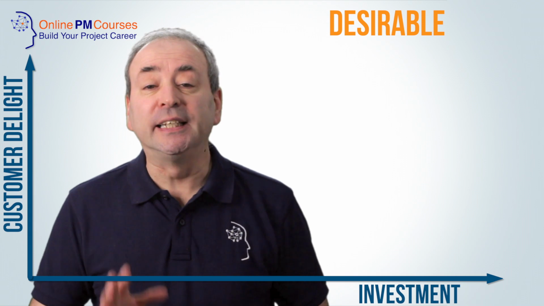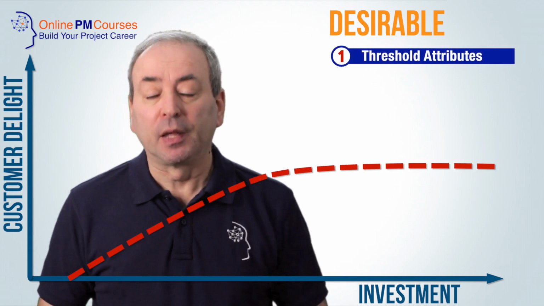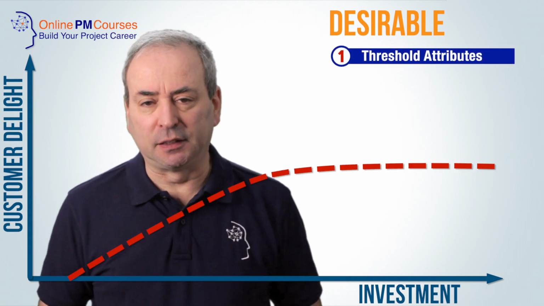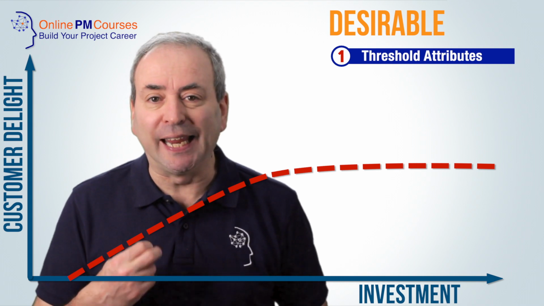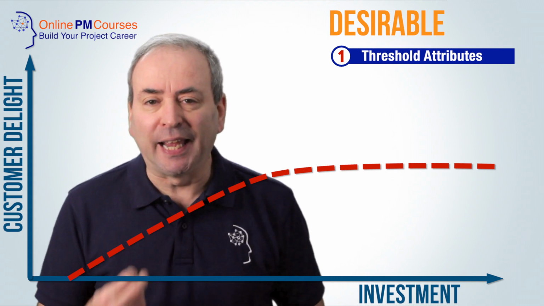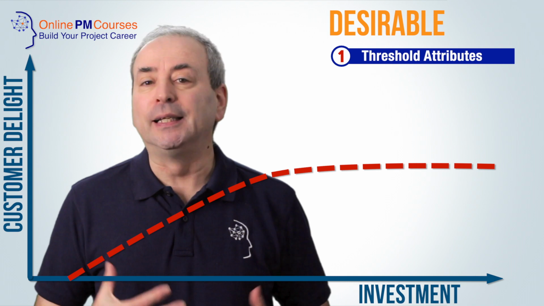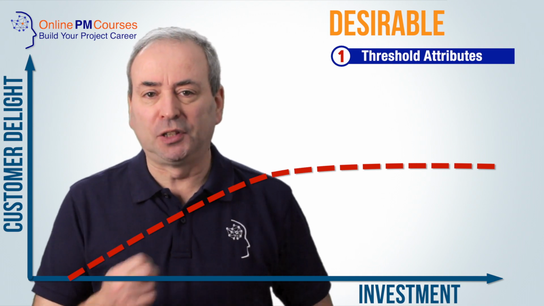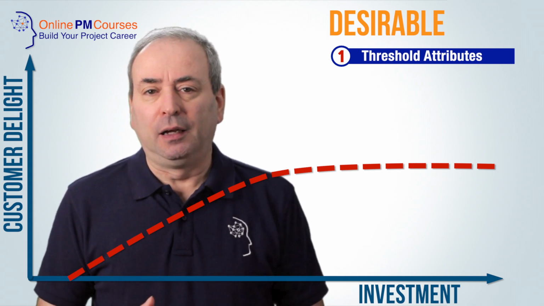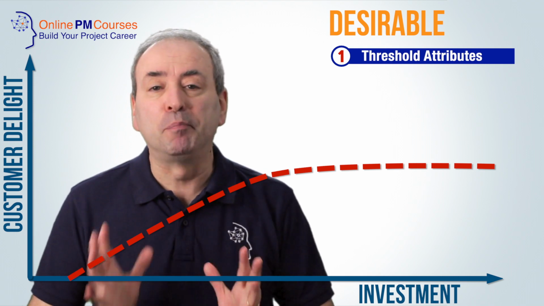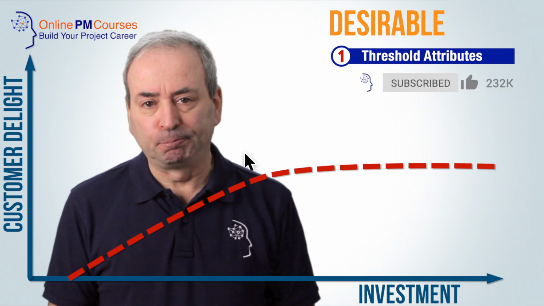The first category is threshold attributes. These are the basic features that our customers and users expect. They take them for granted. These are the musts of Moscow analysis. They're the hygiene factors of basic motivational theory.